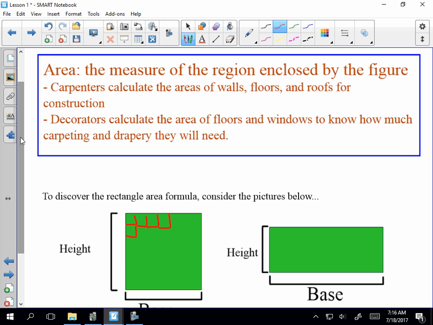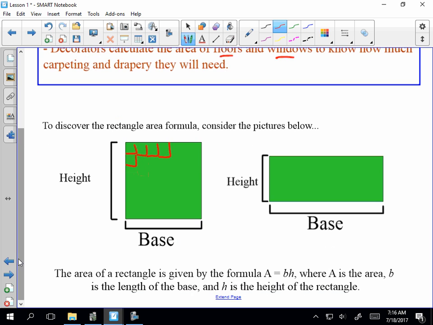Now, when we look at where area is used most, we can talk about carpenters or any construction workers looking at the areas of a room, areas of walls, floors, roofs for construction. If we look at decorators, they need to know the area of the floor, the area of the window, to know how much carpeting or drapery they would need.